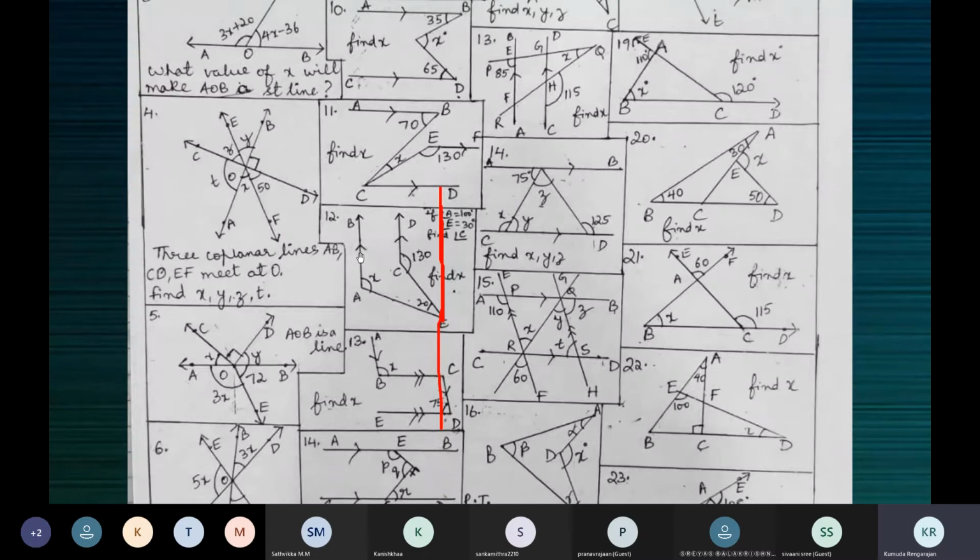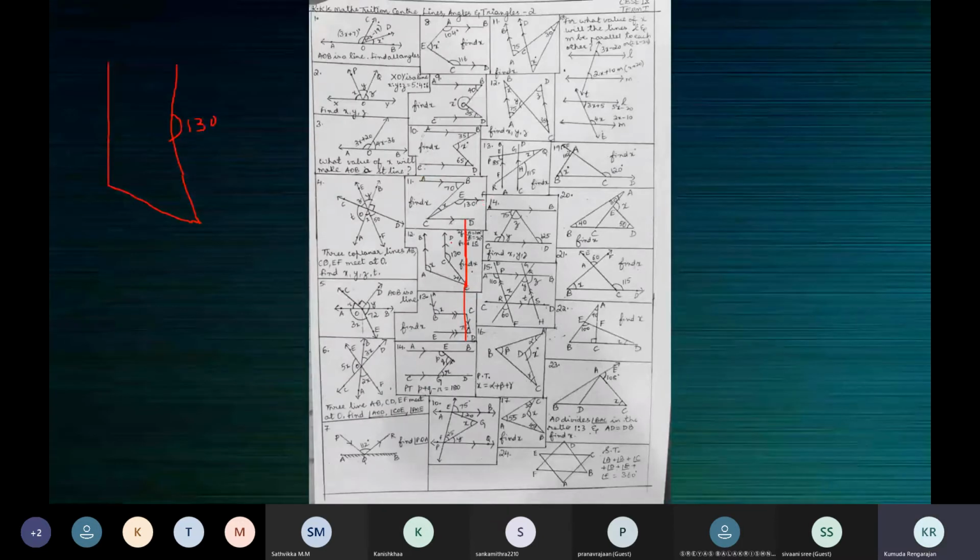Supposing you say draw this line parallel to AB, but AB is parallel to CD. So this line is parallel to this line also, and all the three lines will be parallel to one another. Now when we consider these two lines: parallel line, transversal, parallel line. This is 130, so this will be 50. Allied angles are supplementary.